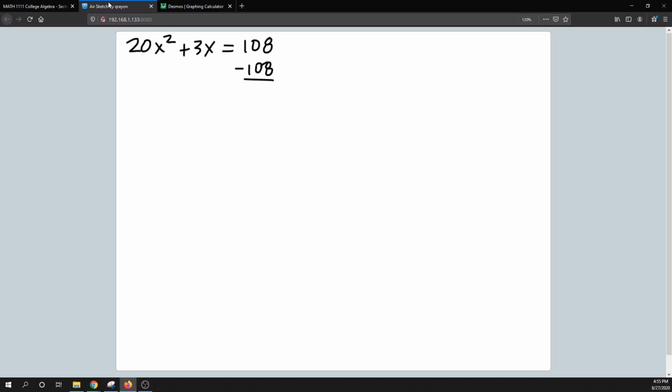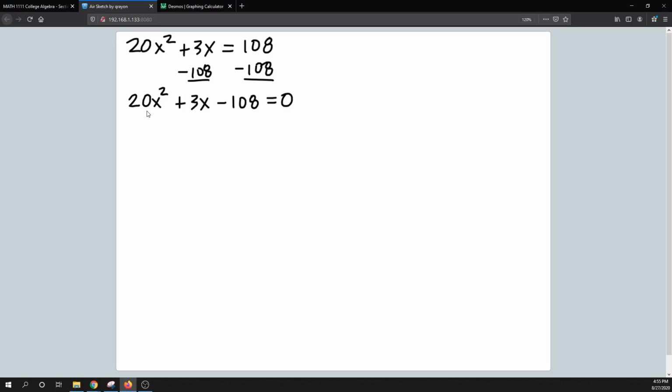All right, so the easiest way to do that here is to subtract 108 from both sides. So over on the left hand side, I would get 20x squared plus 3x minus 108 equals 0. Okay. All right, so next up I want to factor this as much as possible.